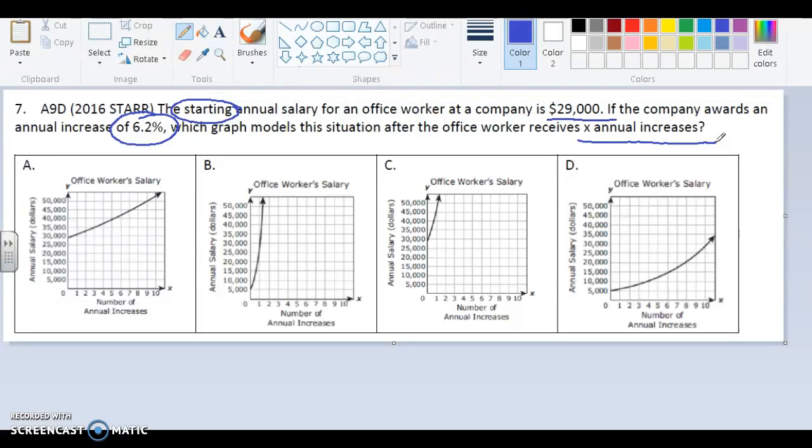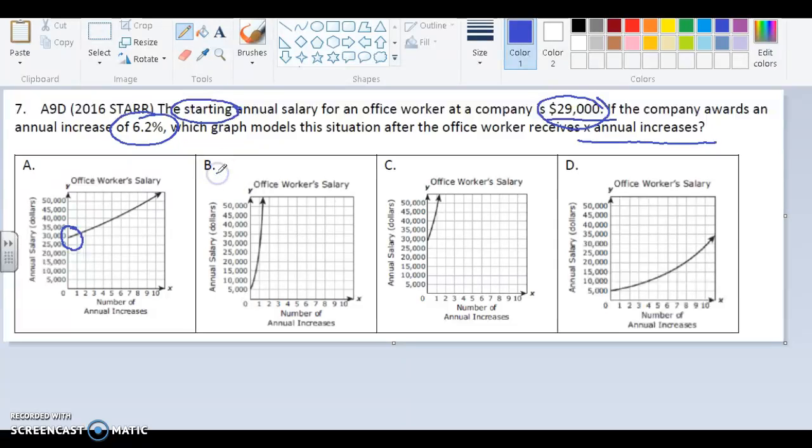But the main thing is that we see that our starting annual salary is $29,000. So that means when we're looking at these graphs on the screen, we've got to find the one that starts at around $29,000. So if we look at answer choice A, our starting or initial amount there is just around $29,000. So we're going to keep that one here.